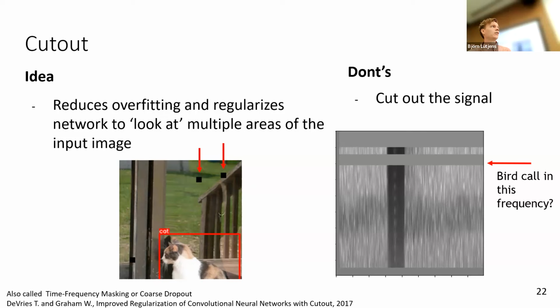However, if you work with audio data, you might accidentally cut out the signal if you have a bird call that's only present in a small range of the frequency spectrum. Or if you work with very tiny animals, you know, don't cut the tiny animals out of your image because then it'll be hard to classify.